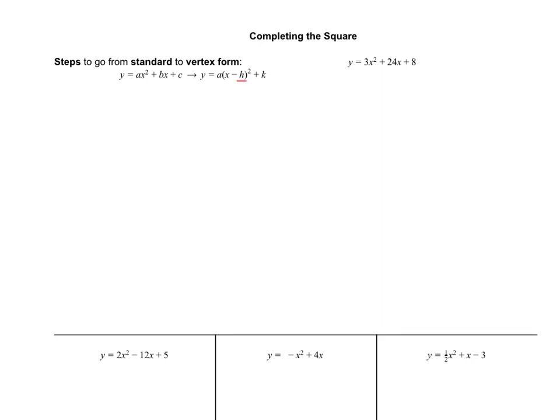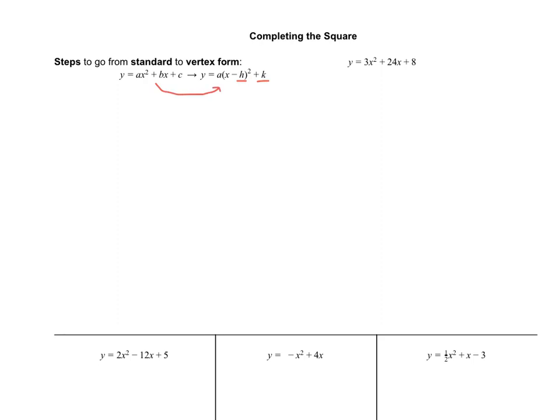Your vertex is h, k. H would represent your axis of symmetry and k would represent your optimal value, which you would know is a maximum or a minimum based on if the parabola opens up or down, and that is based on the value of a. So our goal is to go from this standard form into this vertex form.